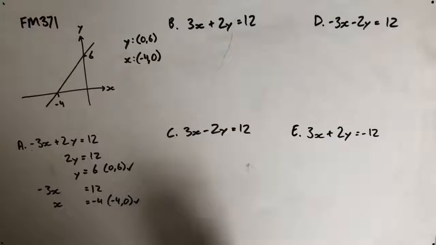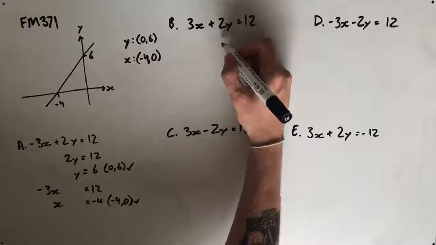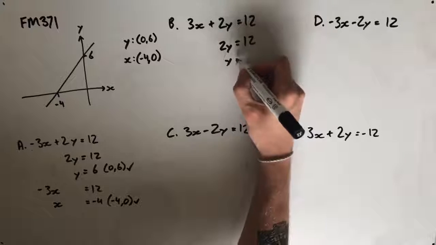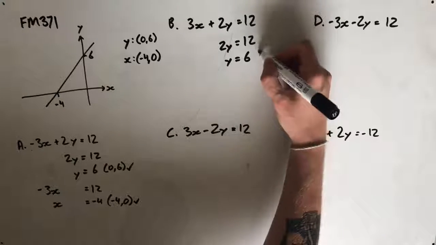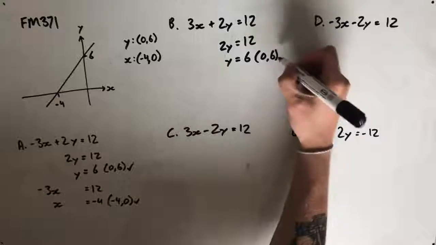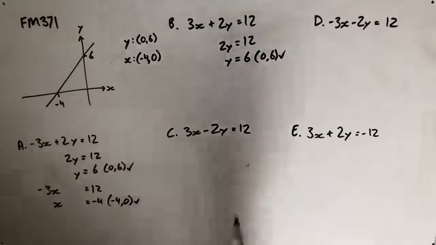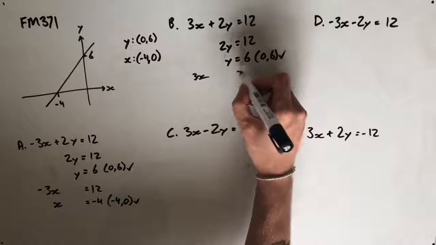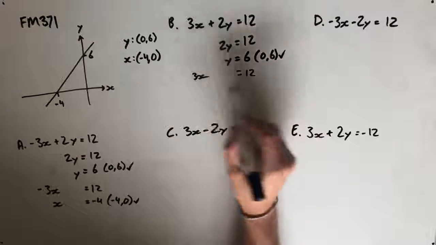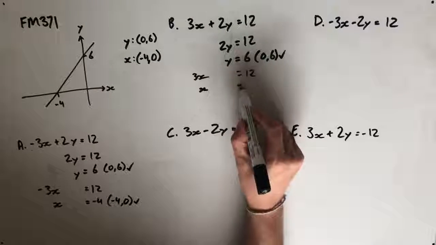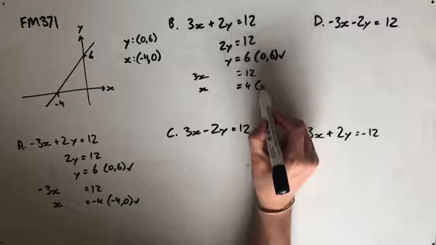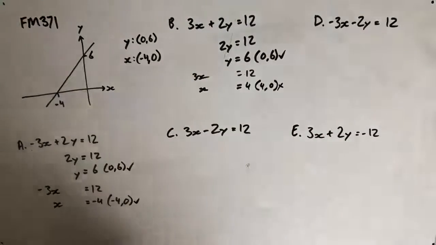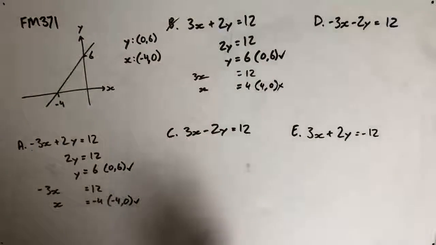Up to option B. Once again, substituting 0 for x, we're left with 2y equals 12. Dividing both sides by 2, we get y equals 6, giving the y-intercept 0, 6, which is what we're looking for. Substituting 0 for y now, we'd be left with 3x equals 12. Dividing both sides by 3, we get x equals 4, meaning the x-intercept would occur at 4, 0. This isn't what we're looking for. We're looking for -4, 0, so B isn't our answer.